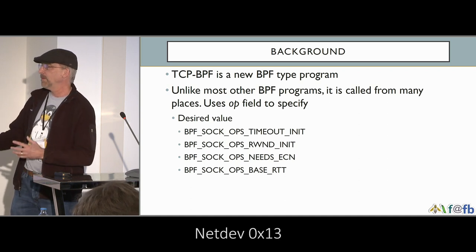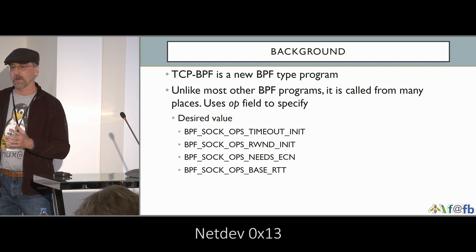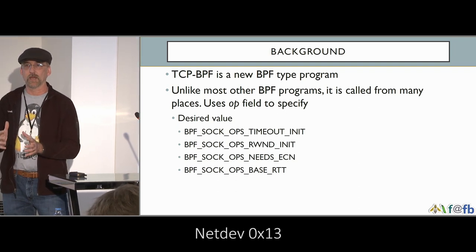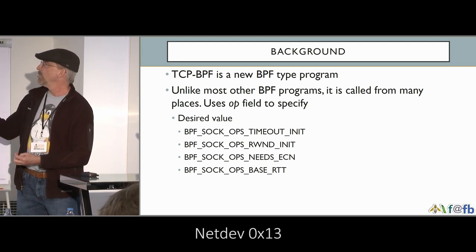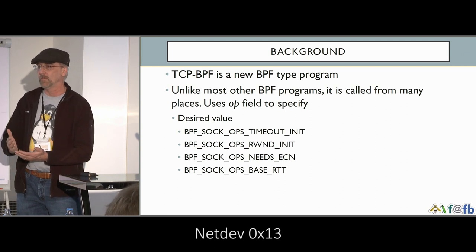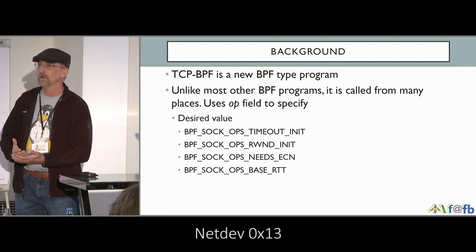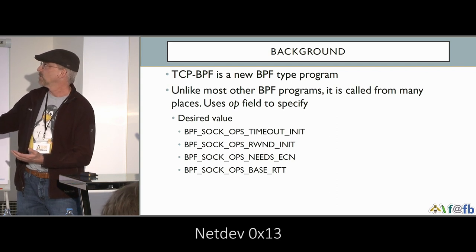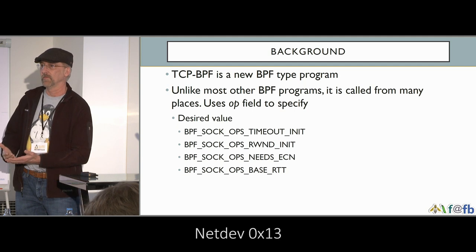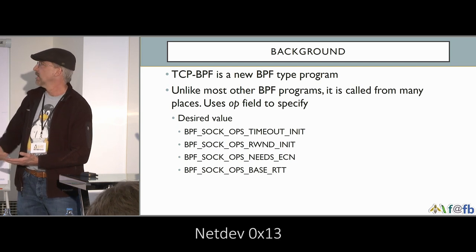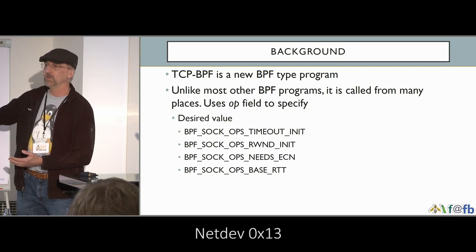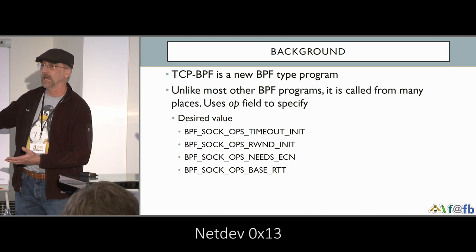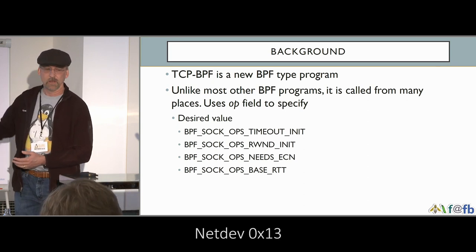Only the things that we are given permission to modify. And normally BPF programs have a call point at one place in the network stack. So when they're called, you always know it's being called from this particular point. TCP BPF is different in that it gets callbacks from many places within the TCP code. And then we use an op field to tell us what happened, you know, where we're being called from. Sometimes it's being called so that we can return a particular value to the TCP stack. For example, the initial timeout that is used for SYN RTOs, the receive window we want to use, whether we need to use ECN for the congestion control or not, the base RTT.